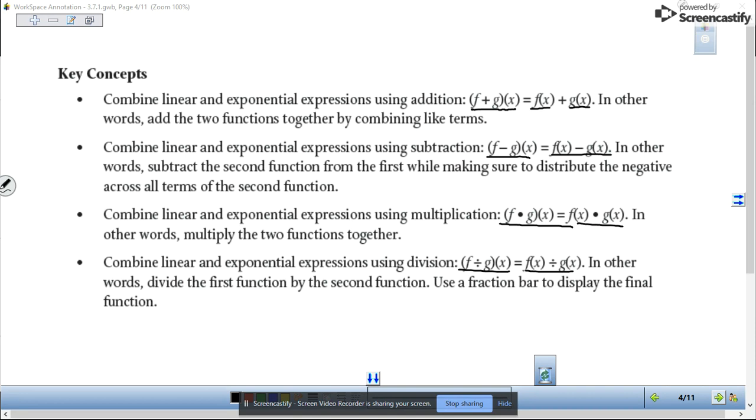The thing to make sure you're paying attention to is this. For addition and multiplication, it really doesn't matter which order you put them in, because remember, multiplication is commutative, and so is addition. However, when you're doing subtraction or division, make sure you do them in the right order. F of x has to come first, then g of x. Or it could say g minus f of x, which in that case would flip-flop those. So make sure you pay close attention to that. All right, let's look at some examples.